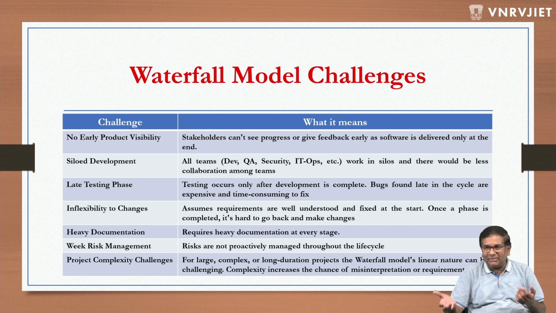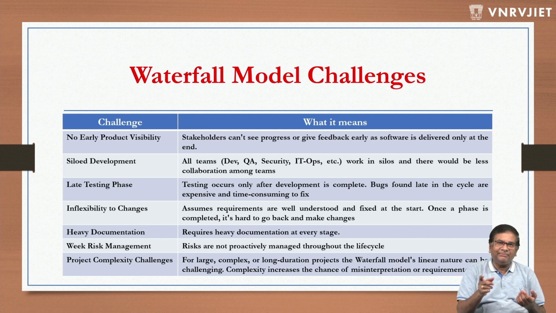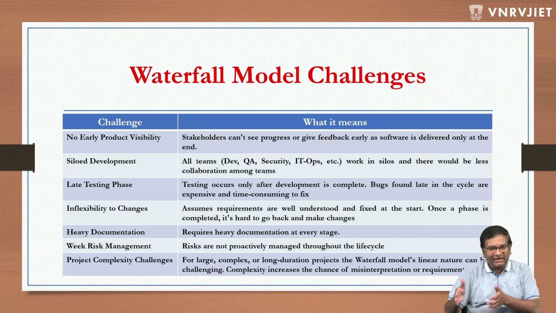Again, until the complete development is done, testing will not be done. Now, this has profound problems, because let's say a tester finds a big issue in the code, then the code may need to be revamped and the work has to be started again. That's a big hit to the delivery timeline. So that is one of the big challenges of the waterfall model. Testing occurs only after development is complete, so bugs found late in the cycle are expensive and time consuming to fix.